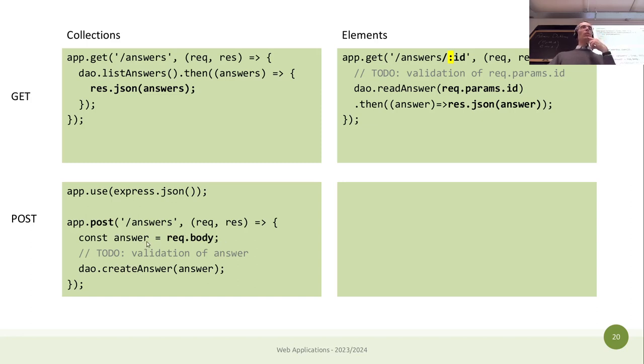Yes, if we want to do validation, we can do answer.title, make sure it exists, it's not undefined, and check if the title is correct according to our rules and so on. But validation is for next time, okay? Thanks. Okay, and then we go to the database and create the answer.